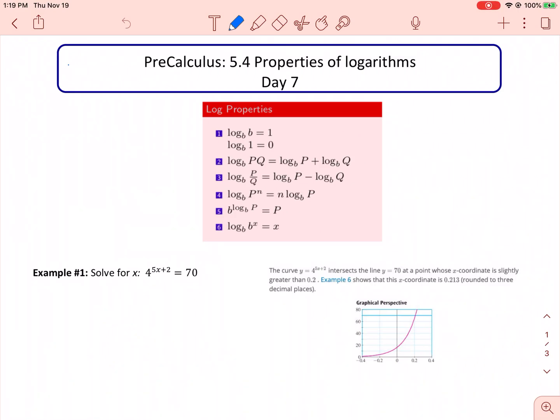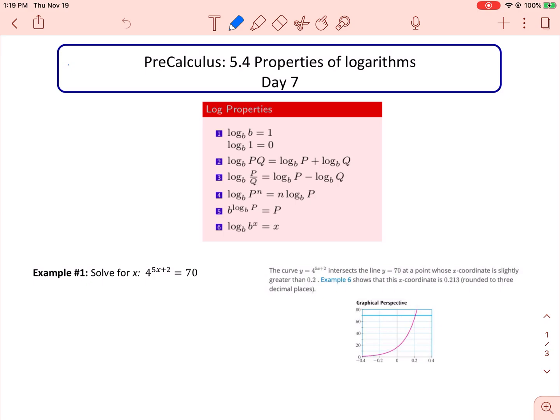Hello, my dears. We are going to work on day 7, more properties of logs. Like before, I have our little red log property box. We're going to use those at any time that you see fit. Particularly number 4 comes in handy a lot. So, let's try. We're going to show it graphically as well.